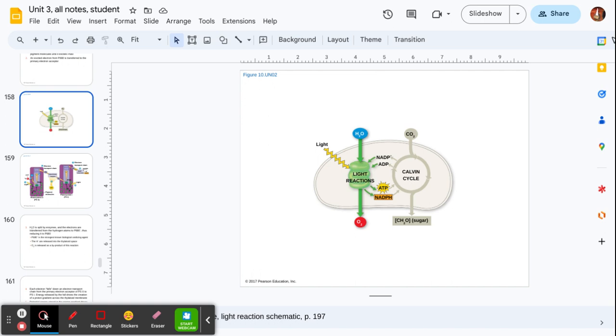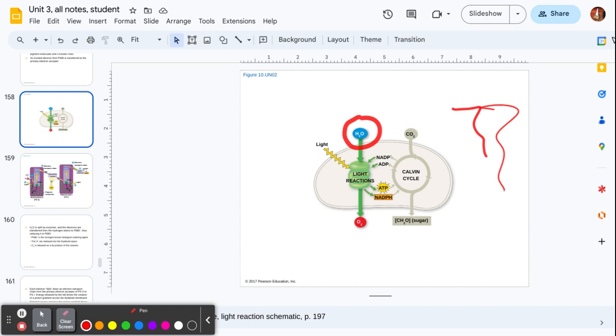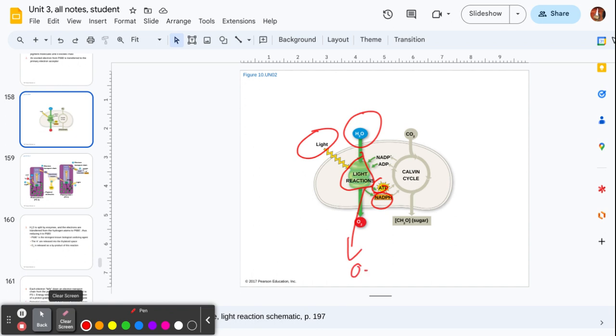Light's coming in, along with water. We're going to talk about water today and its role a little bit more. And this is all happening in our thylakoid membranes. This is our thylakoid here. And we're making ATP and we're making NADPH. The thing that's being released that's important to us is oxygen.